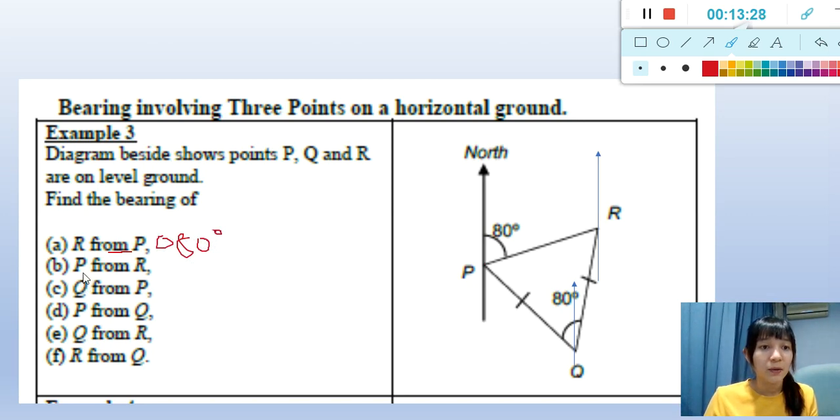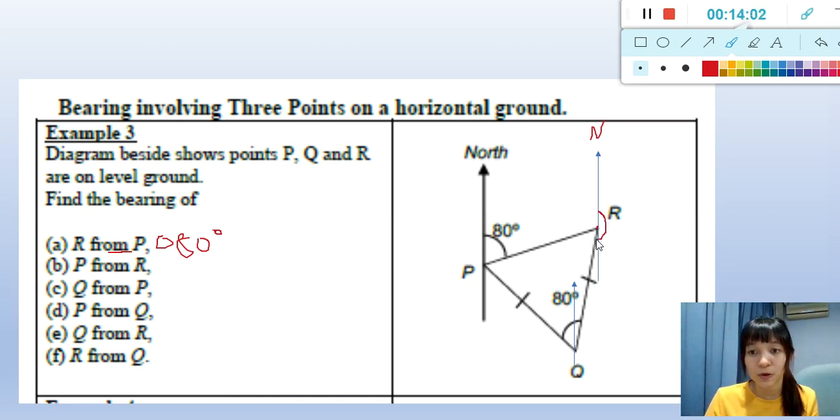Next, B, what is the bearing of P from R? Now you are at R now. Imagine you are standing here, you want to go to P this direction. So how? Okay. In your paper, this line is not drawn for you. I added it myself because I know my north is pointing up. So I draw it myself and then I label this as my north. Okay, you're going to start to rotate here. Clockwise rotation from your north. You rotate, rotate, rotate.